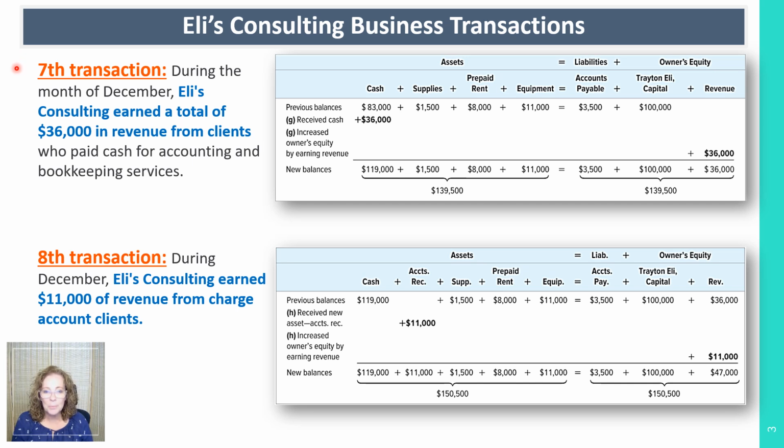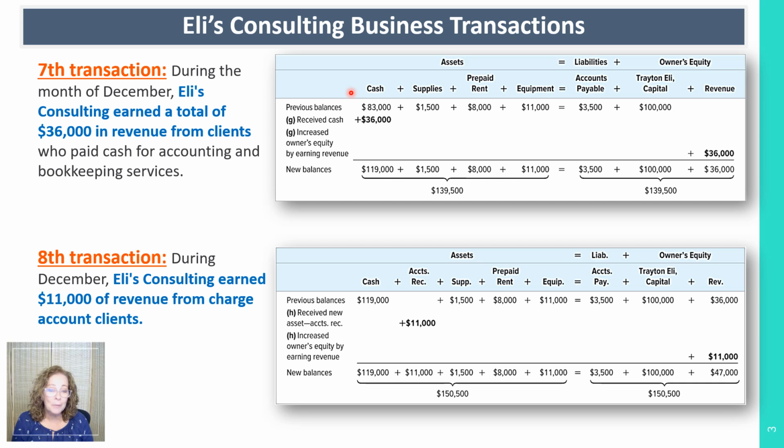During the month of December, Eli's Consulting earned a total of $36,000 in revenue from clients who paid cash for accounting and bookkeeping services. The customers paid cash, which means that the cash account increased. Trayton took the cash, probably checks, and deposited them into the business's bank account. We record that increase in cash in our accounting equation by writing plus $36,000 into the cash column.